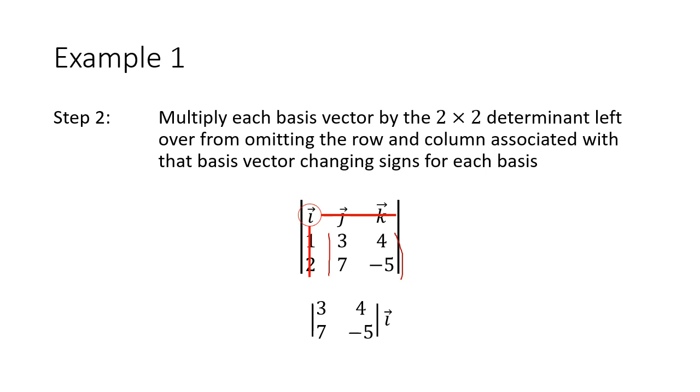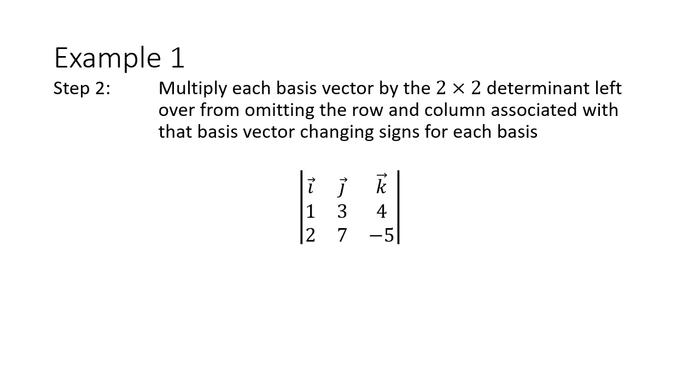And if I find the determinant of that 2 by 2 matrix and multiply it by i, well, that's really giving me my i component. So now I have my 2 by 2 matrix and I do my determinant following that determinant rule, right? Multiplying the corners, so 3 times -5, 4 times 7, and taking their difference. And so -15 minus 28 is really -43. And so my i component is -43.